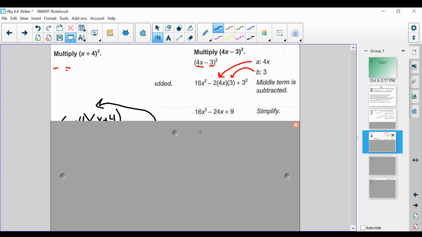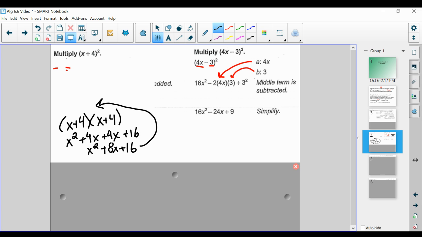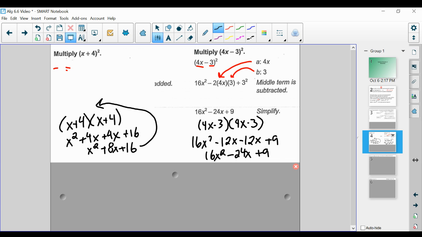Now again, if you use the foiling method, we should end up with the exact same answer. So we're going to have 4x minus 3 times 4x minus 3. And when we start to FOIL and start to distribute, we get 16x squared. 4x times negative 3 is negative 12x. Negative 3 times positive 4x is again negative 12x. And negative 3 times negative 3 is positive 9. We can combine those like terms in the center. So we get 16x squared minus 24x plus 9, which again is the same answer as we got.